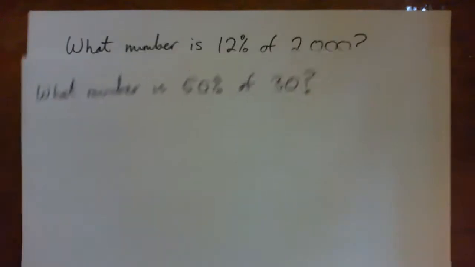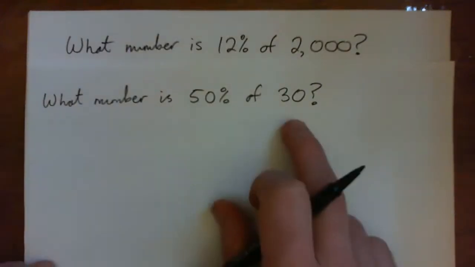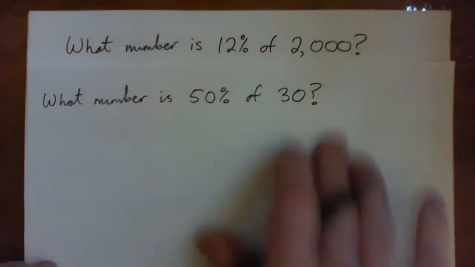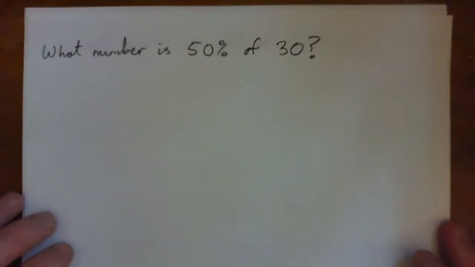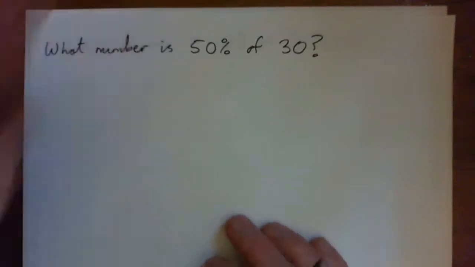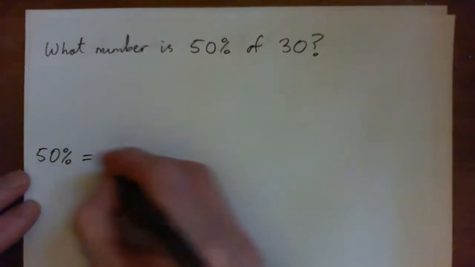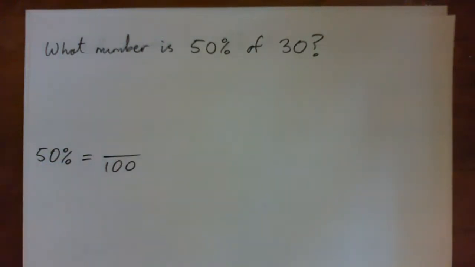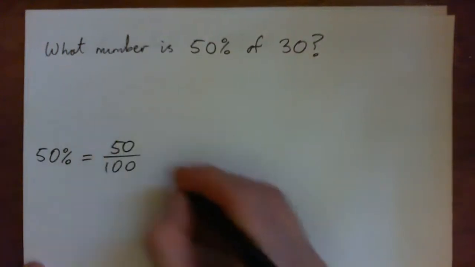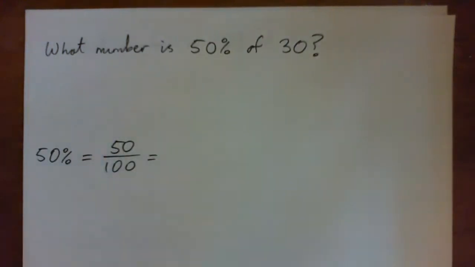Instead of what number is 12% of 2,000, we'll do 50% of 30, right? And we'll just try to understand the process here. So what number is 50% of 30? First of all, I want you to understand 50%. So I want you to write this down. 50% equals what over 100? It's 50 over 100. Write that as a decimal and simplify that as a fraction.